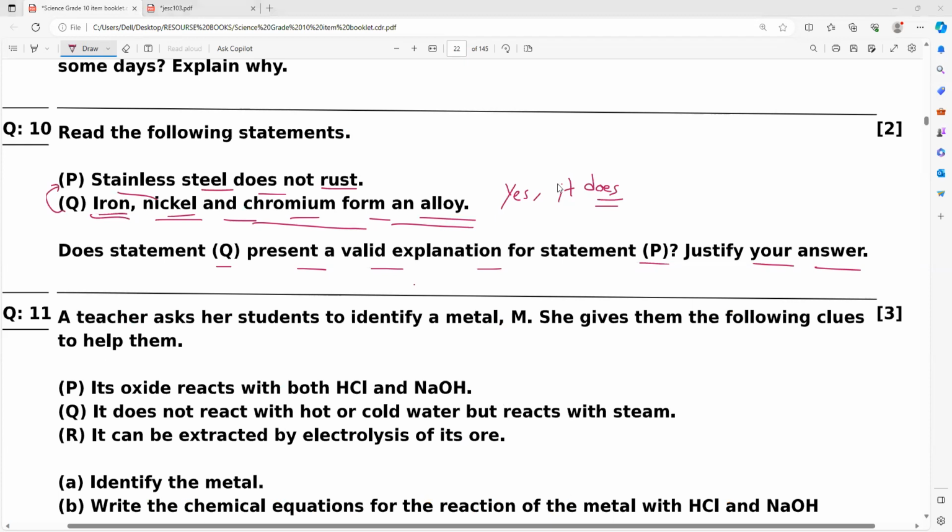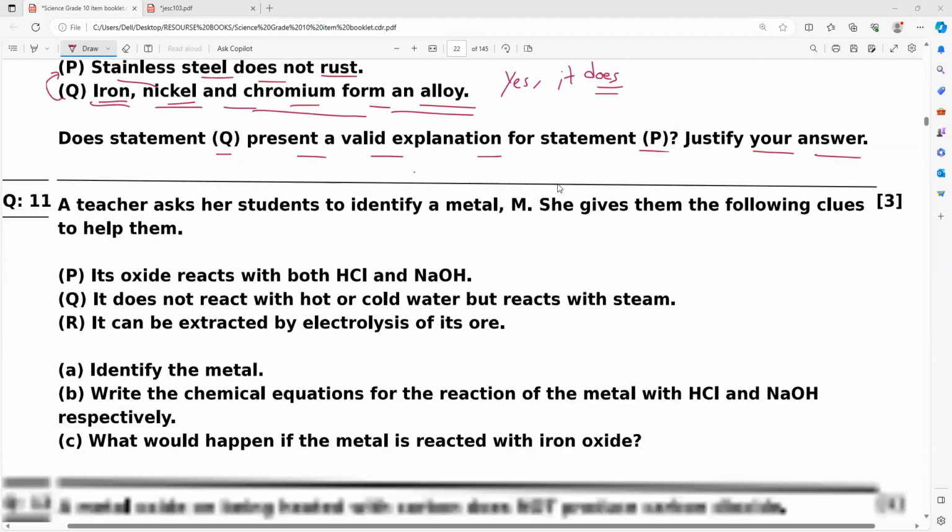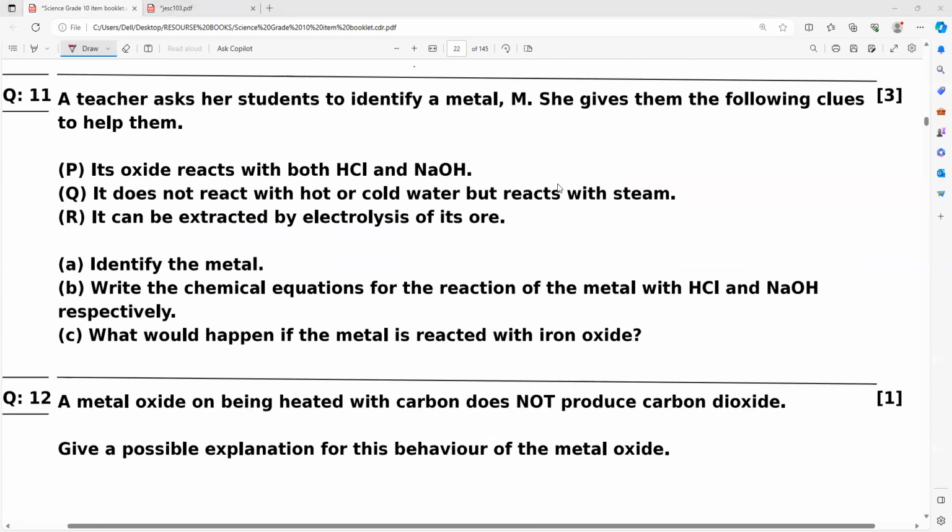See, the questions will be from 100% chemistry and physics, chemistry and biology. There is no way to go out actually, but we have to study a little deeper. More better understanding is needed to make the full mark. That's all. Next, a teacher asks her students to identify a metal M. She gives them the following clues to help them. So understand the question one by one.